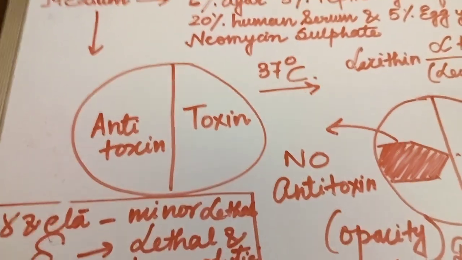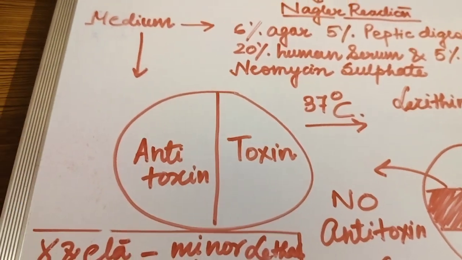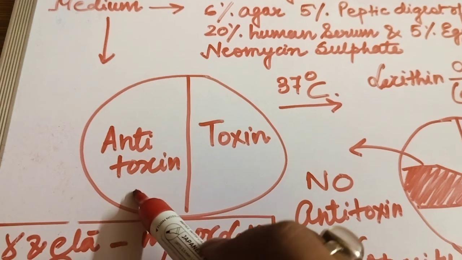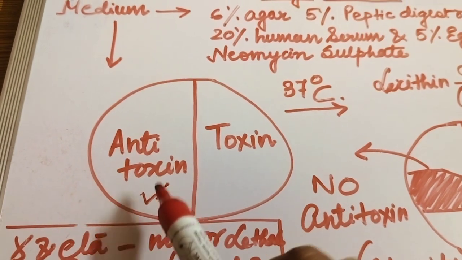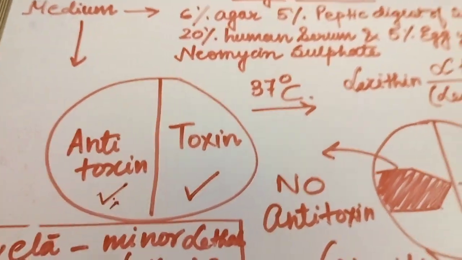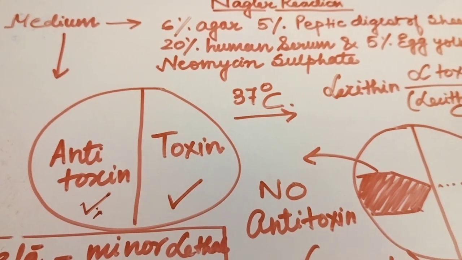Now, this is a plate, right? When this test is being done, one part of the plate has the antitoxin, that will neutralize the toxin, whereas the other part of the plate has the toxins, right? And it is not seeded with antitoxin.